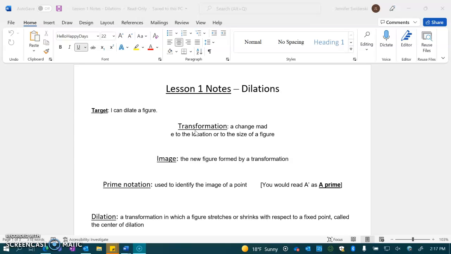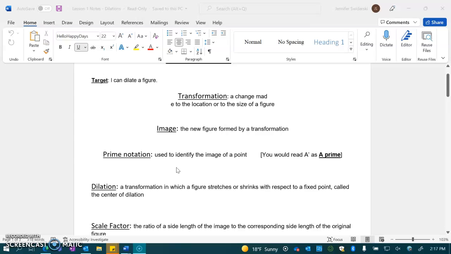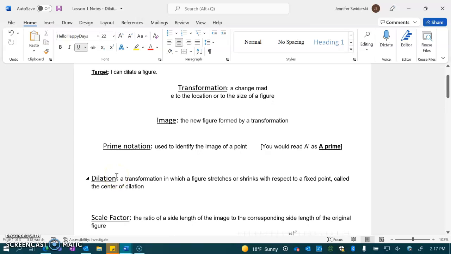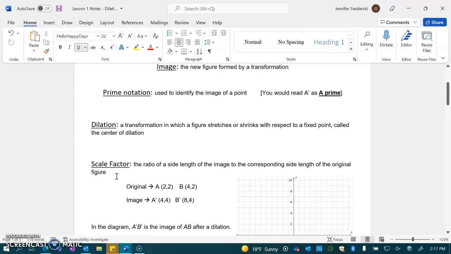So it says transformation. A transformation is a change made to the location or size of a figure. An image is the new figure formed by a transformation. So prime notation is used to identify the image of a point. So we would read A apostrophe as A prime. Dilation is what we're talking about today. Dilation is a transformation in which a figure stretches or shrinks with respect to a fixed point called the center of dilation. A scale factor is the ratio of a side length in the image to the corresponding side length of the original figure.